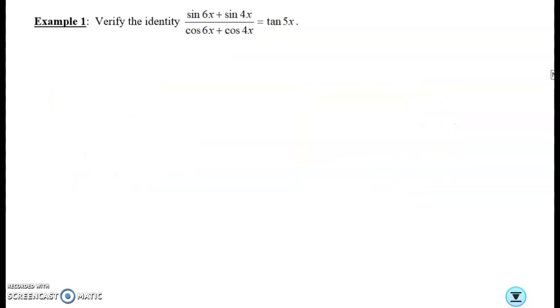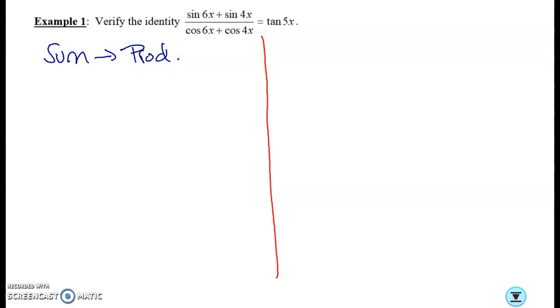So for the first one, they want us to verify. Whenever we see verify, that means we want to get one side to look like the other side. So we're going to put up our brick wall. Obviously here, the left-hand side is much more involved than the right-hand side. If I take a look at the left-hand side, I see some sums going on in the numerator and the denominator. Since we're starting with a sum, I'm going to look at the sum to product formulas, which were the second formulas, or the right-hand formulas on your piece of paper.